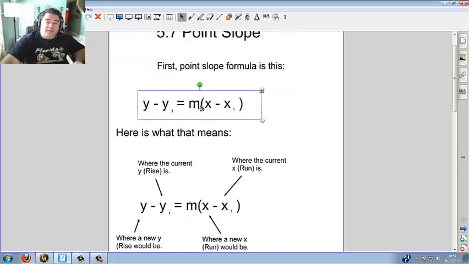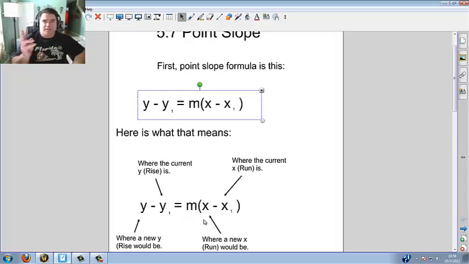This is the formula you'll need. You really want to write this down because you will need it again. It's y minus y1 equals m, which is slope, times x minus x1. It simply means this first y, this y1, is where the current y is. And y minus is going to be where the new one is. So let's say you're at 6 and you're going to 8. So it would be 8 minus 6. So you're showing a rise of 2. Where the x here, the x1 is where you currently are and x is where you're going to be.